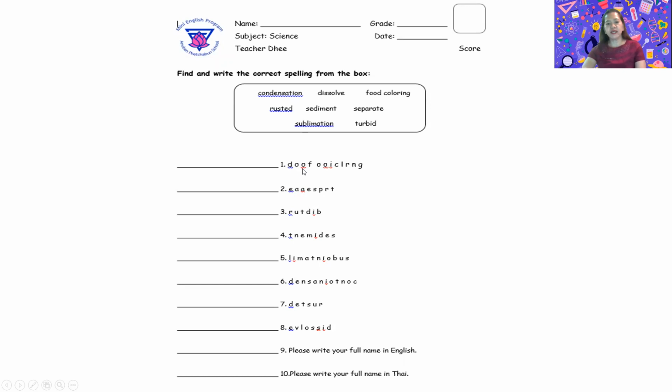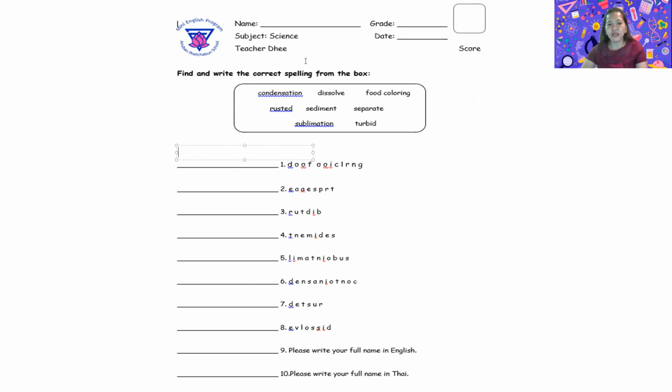There are the letters D, O, O, F, O, O, I, C, L, R, and G. What do you think is the answer? I'll give you 5 seconds. 5, 4, 3, 2. Time is up. So my answer here is food coloring.